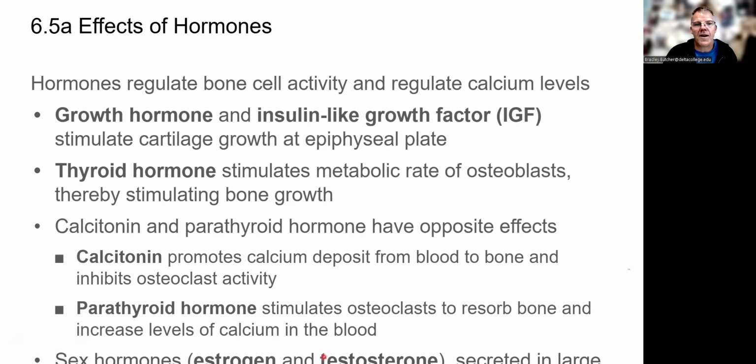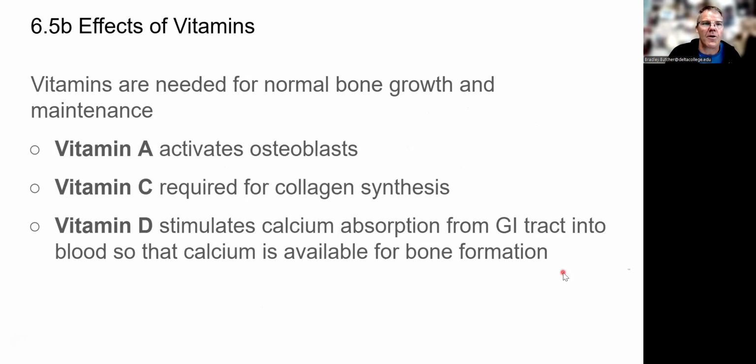And then our sex hormones, estrogen and testosterone, are also part of this process. Vitamins are needed for normal bone growth and maintenance. Vitamin A helps to activate those osteoblasts. Vitamin C is required for collagen synthesis, that's to make those collagen fibers. And then vitamin D stimulates calcium absorption from the GI tract into the blood so that calcium is available for bone formation.